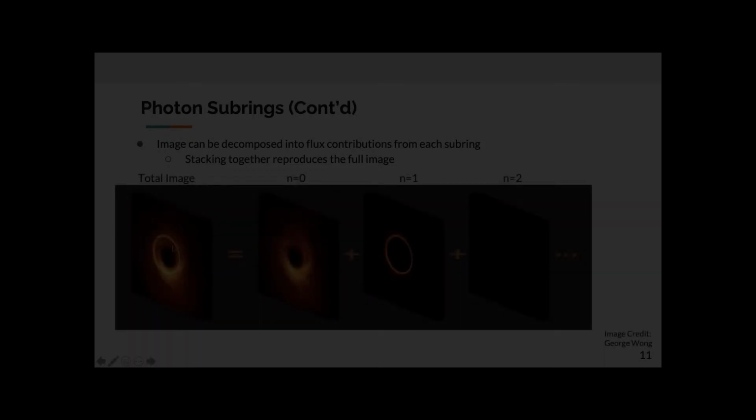That is, a total image of a black hole can be thought of as a sum of n equals 0 emission, so photons traveling along geodesics that completed 0 half orbits, plus n equals 1 emission, plus n equals 2 emission, all the way out to infinity. And each of these rings will be exponentially thinner, closer to the critical curve, and demagnified.